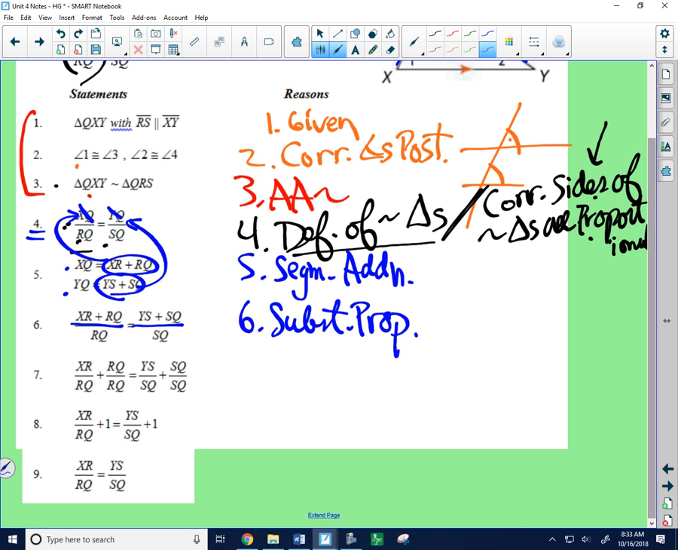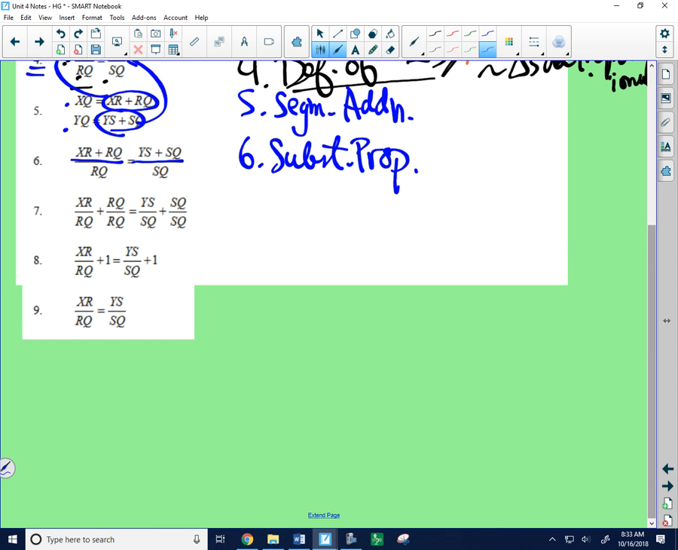Substitution property. Let's see, we're almost done here. What they're going to do next is put each of these over r cubed. So that divided by r cubed, and r cubed divided by r cubed.